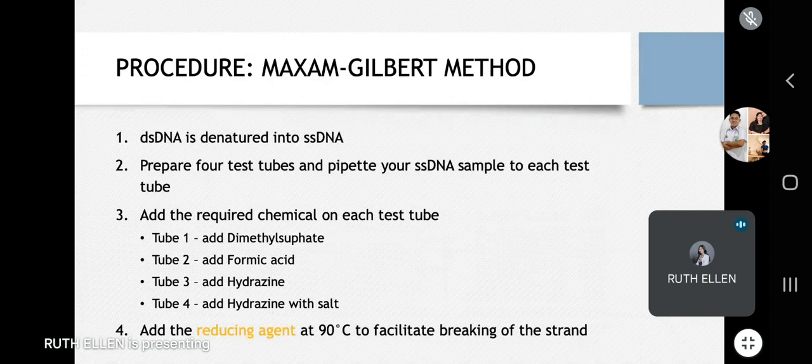So, sa first tube, we have dimethyl sulfate. Second tube, we have formic acid. Third tube, we have hydrazine. And fourth tube, we have hydrazine with salt. Okay, so okay lang naman magbali-baliktad sila, no? Basta alam nyo kung anong target ng bawat chemical agent or base modifiers natin. Okay? Next, we add the reducing agent at 90 degrees Celsius, no, to facilitate the breaking of the strand. So ano ulit yung ginamit nating reducing agent?